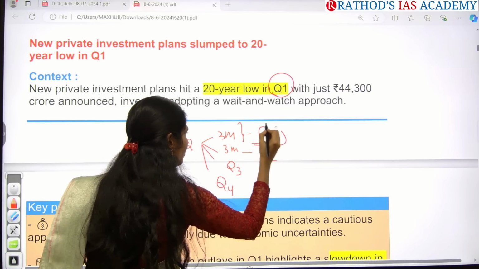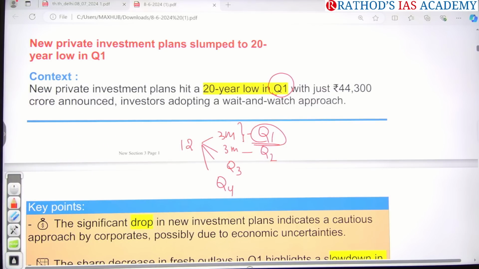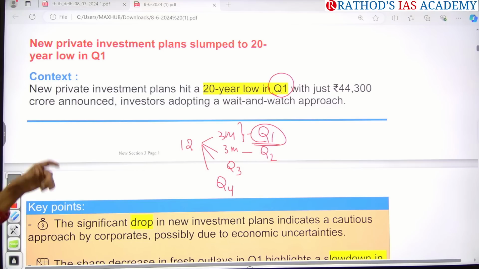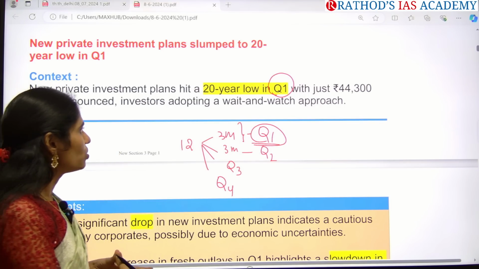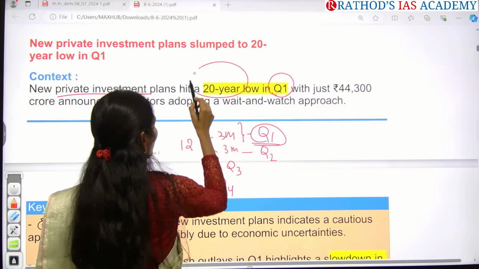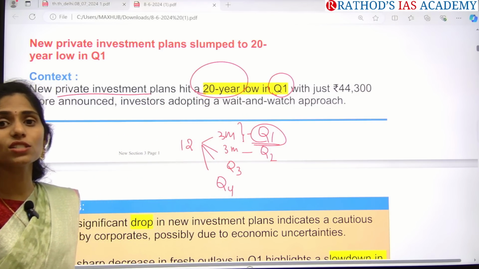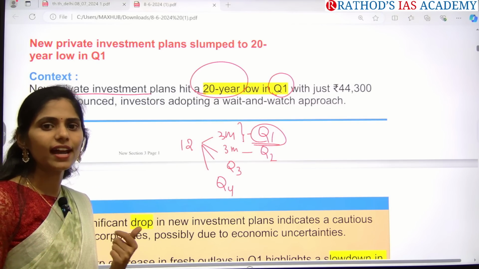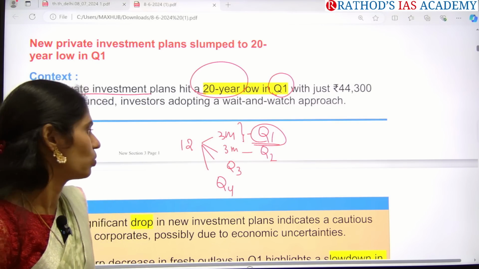Now, in this quarter, what happened is there was very low investment in the private sector. Especially the investment that we got in this Q1 is very low when compared with the last 20 years. So you can see the situation of India. We are not attracting a good amount of private investment.